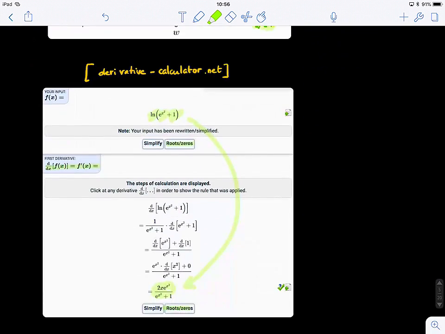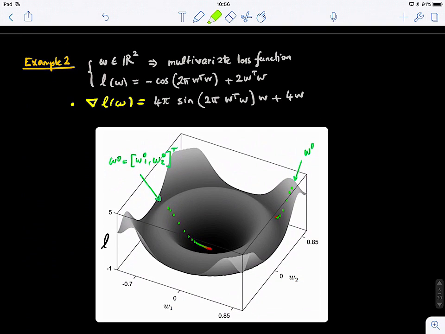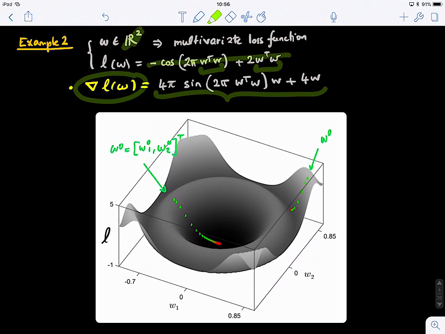Right, let's look at another example. Now, it's a high-dimensional loss function. So here it's just 2 dimensions, so W belongs to R squared. And this is our function. It's in the function of cosine: cosine 2 pi W transpose W, that's a dot product, and also 2 W transpose W. And this is actually the gradient. You can easily compute it using the formulas of linear algebra. We can derive it. So all you guys need to care about for now is learning how to interpret loss functions and understanding how to run algorithms.